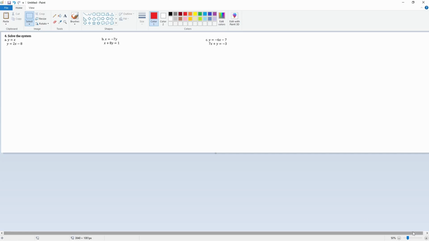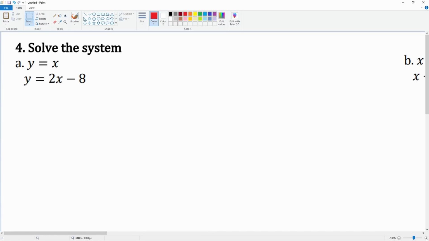Here we have number 4. You are going to solve the system here, right? Let's take a look at the system for A. Notice that the y is already solved for. Since it is already solved for, we can use the method of substitution.